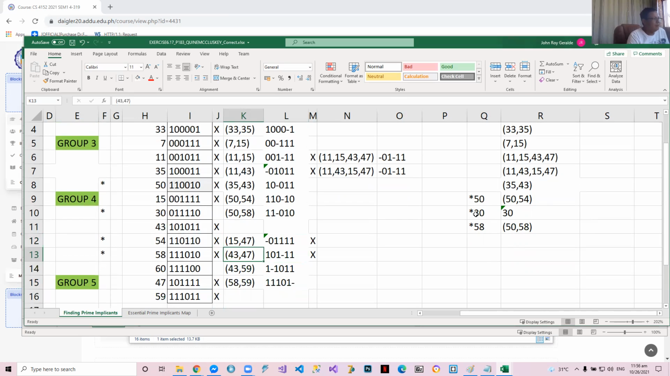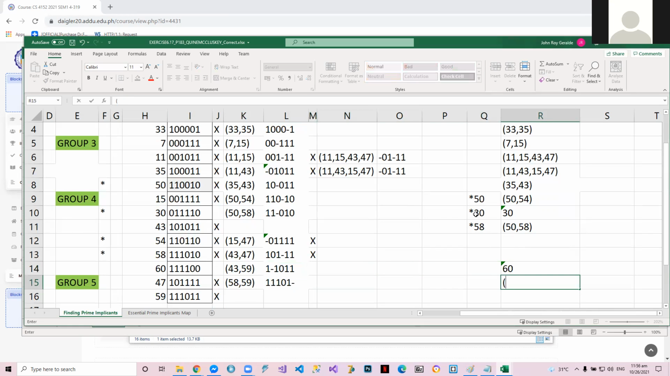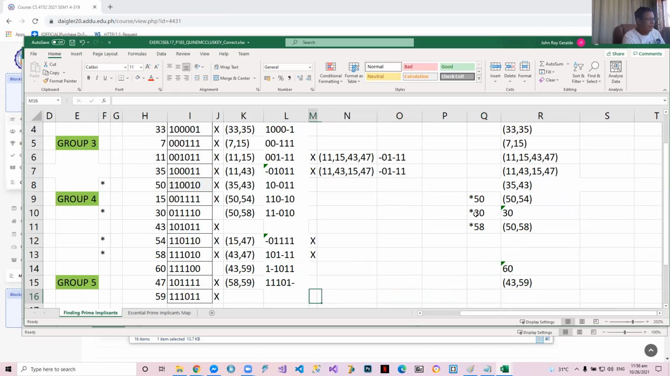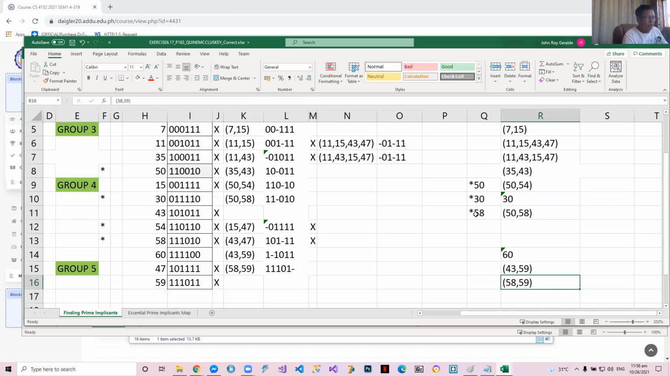58 is marked. 60, did we mark 60? Hindi nasali ang 60, no? So 60 is a prime implicant. Okay. 60. 47 is marked. How about 43 and 59? It's not marked, so we have 43 and 59. Do you follow? Hindi naka-mark, and then we have 58 and 59. But 58 is don't care. We'll mark this as with don't care for 58. Okay? So, kasi hindi na natin isali yung mga don't care.